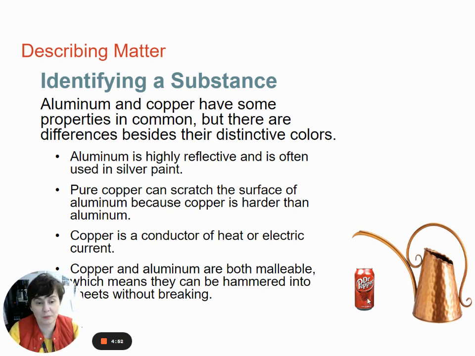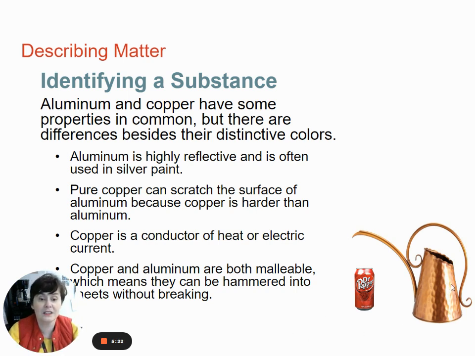We see the Dr Pepper wrapper as something kind of silver looking. Aluminum is highly reflective, often used in silver paint. Pure copper can scratch the surface of aluminum. This is something I'd talk about in Earth and Space Science: copper is higher on the hardness scale. Copper is harder than aluminum. You can take a penny and scratch aluminum, but aluminum can't scratch copper. Now, diamond, being the hardest substance known to man, can scratch both of those, but nothing can scratch diamond. So hardness is another property.